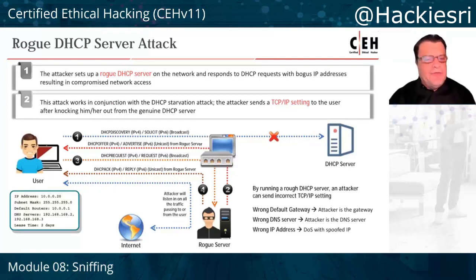Once again, we see a fairly detailed diagram showing the process of a rogue DHCP server attack in conjunction with a starvation attack. Once again, these two often come in pairs. By running a rogue DHCP server, an attacker can then send incorrect TCP/IP settings. This would include wrong default gateways, where the attacker is the gateway; wrong DNS servers, where the attacker is the DNS server; and wrong IP addresses, DoS with spoofed IP.